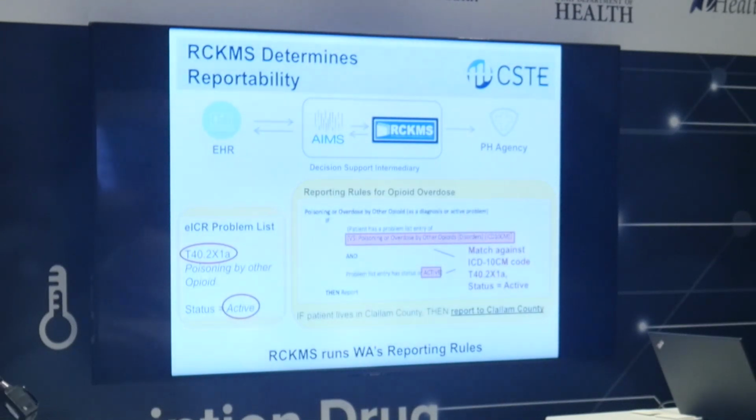RCKMS then looks at the rules for Washington's logic. It compares the EICR, which contains the problem list, against Washington's logic and finds that it is a match. As you can see, the problem list for the ICD-10 code is a match. RCKMS checks that Calhoun County wants the reports based upon the patient's address and confirms that it is a reportable event of opioid overdose to Calhoun County, Washington.